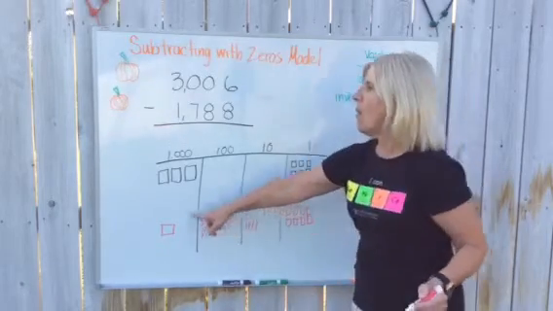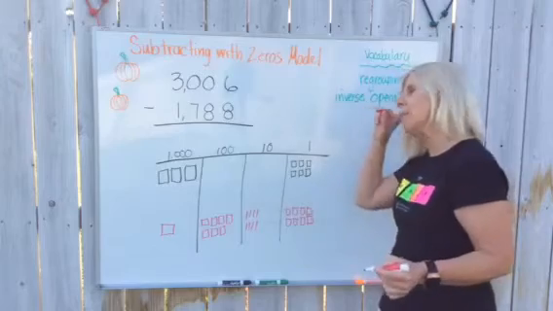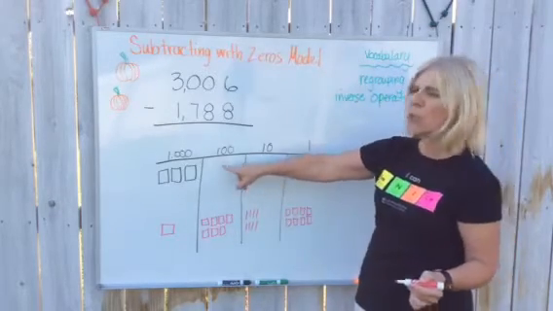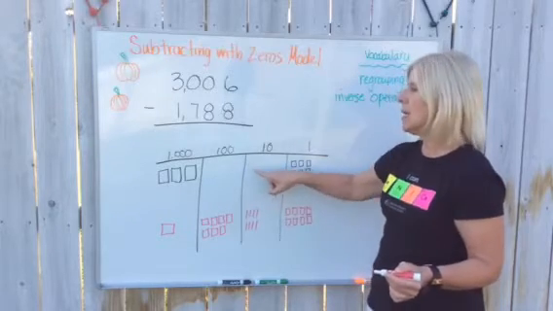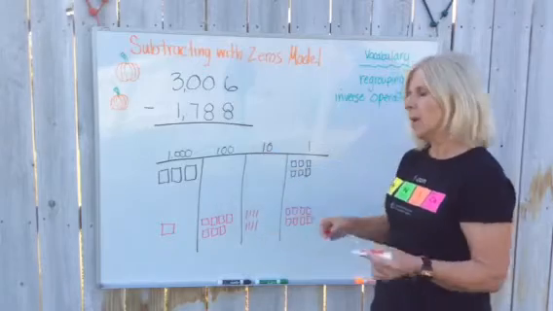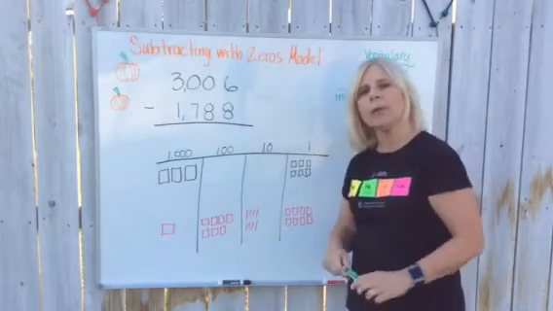All right. So now I have the number that I'm subtracting in models represented on the bottom. I left space in between here because I'm going to have to do regrouping because there isn't anything in my hundreds or my tens place. So I'm going to use another color since I'm regrouping.